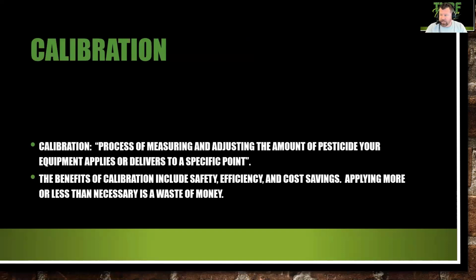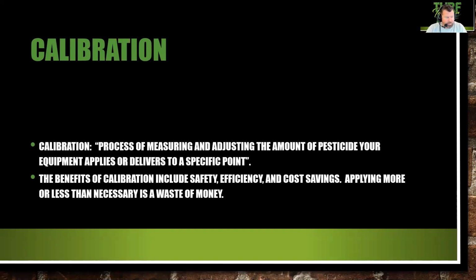Calibration is the process of measuring and adjusting the amount of pesticide your equipment applies or delivers to a specific point. The benefits of calibration include safety, efficiency, and cost savings. Applying more or less than necessary is a waste of money. Now, when it comes to calibration, we definitely need to do it at the beginning of the season, when we're getting ready to use this equipment.